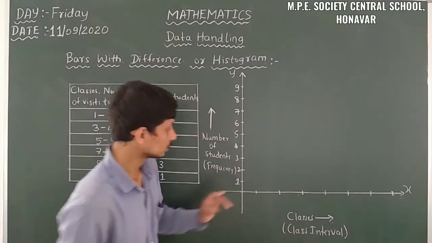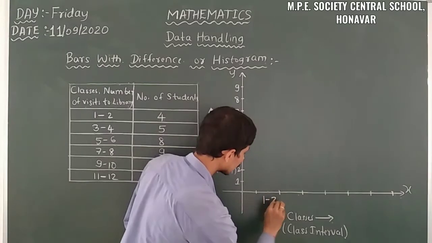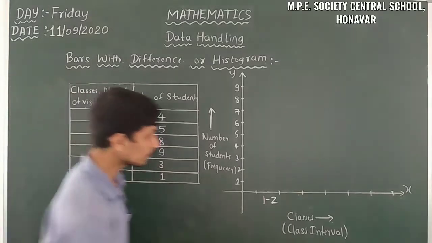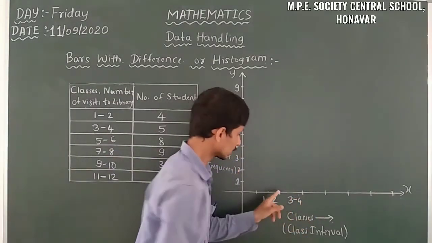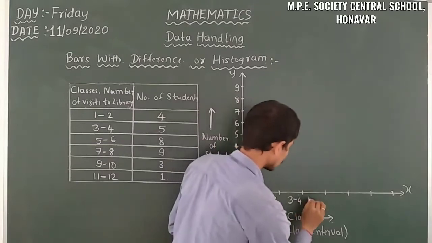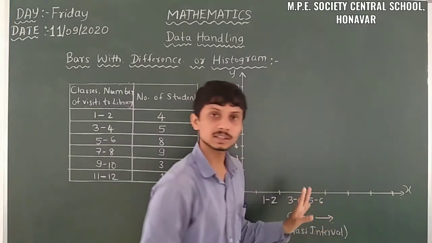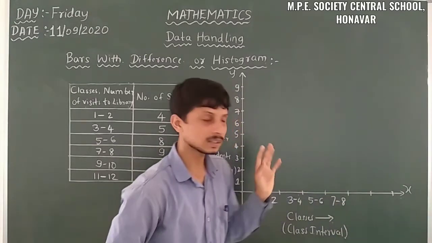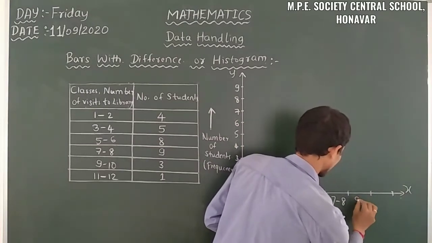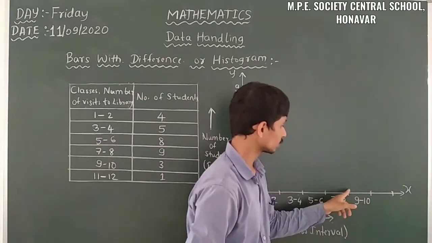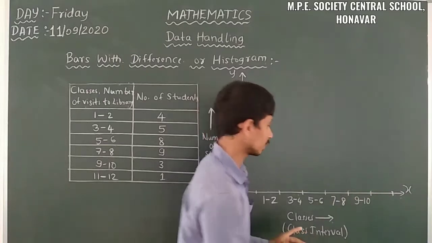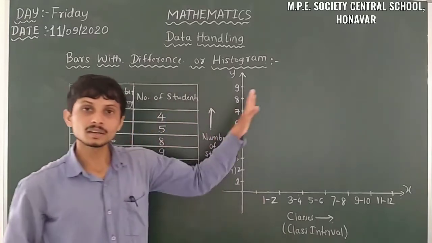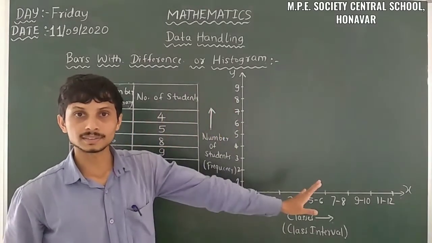Just observe, I will take 1 to 2 here. From this to this it is 1 to 2. Then next 3 to 4, from this point to this point. Then 5 to 6, from this point to this point. Then from this point to this point it is 7 to 8. And then 9 to 10, here from here to here. So the endpoints are here, then 11 to here. So here the coordinates are assigned.